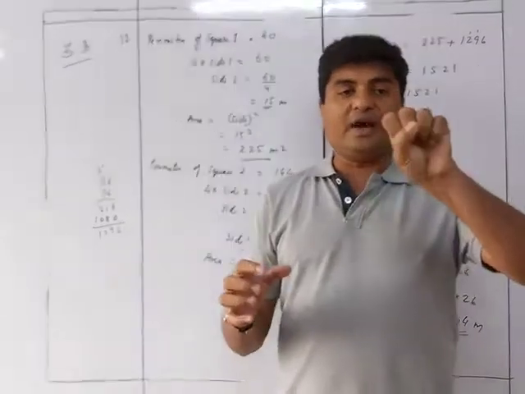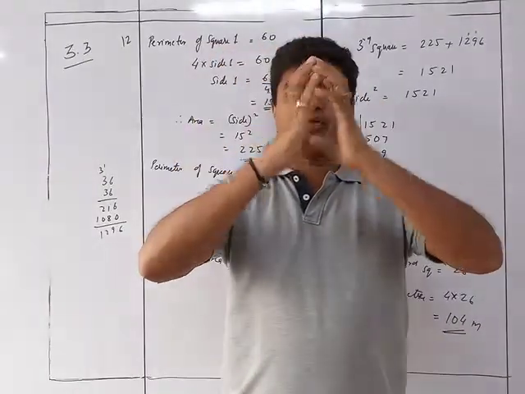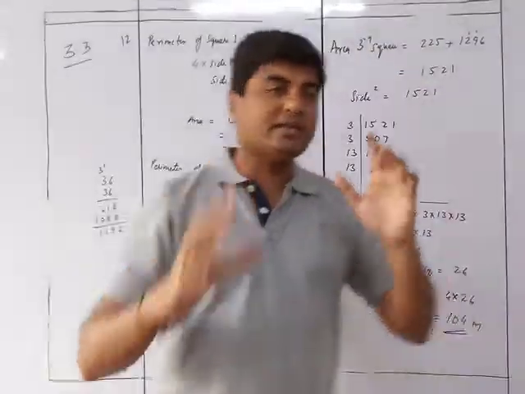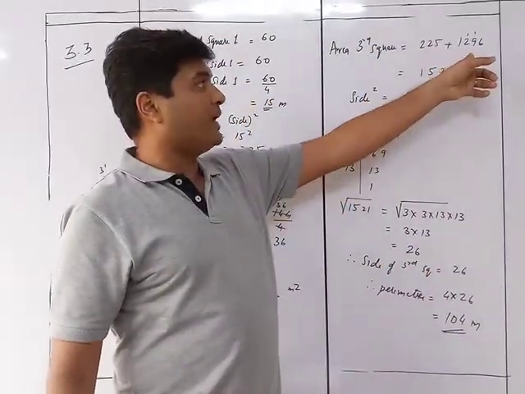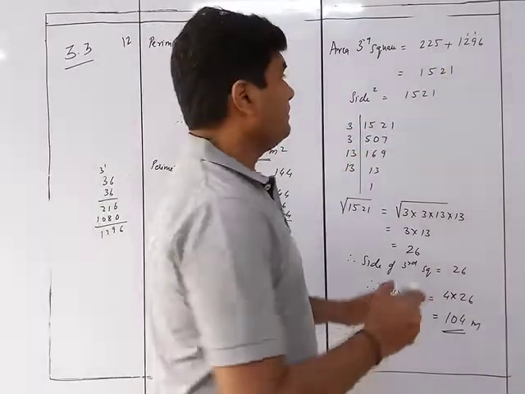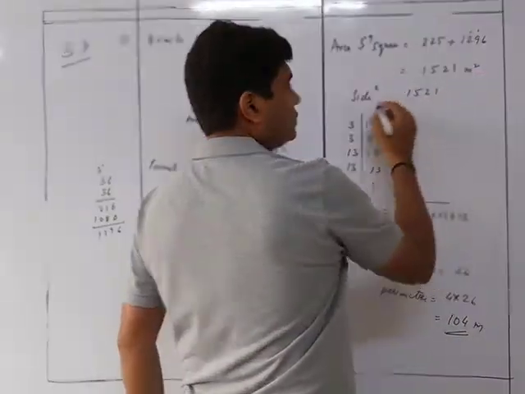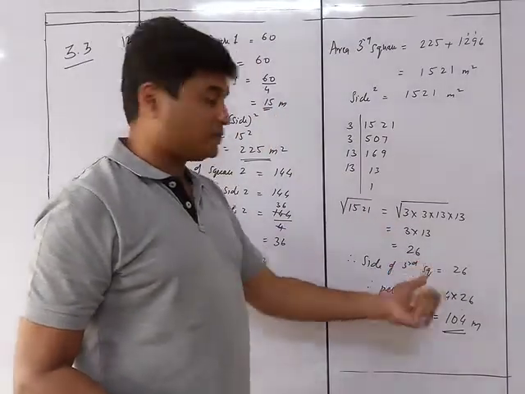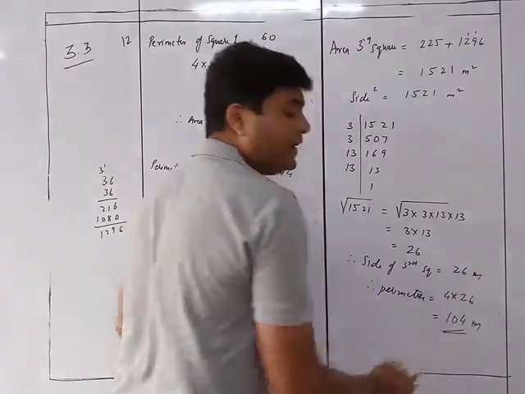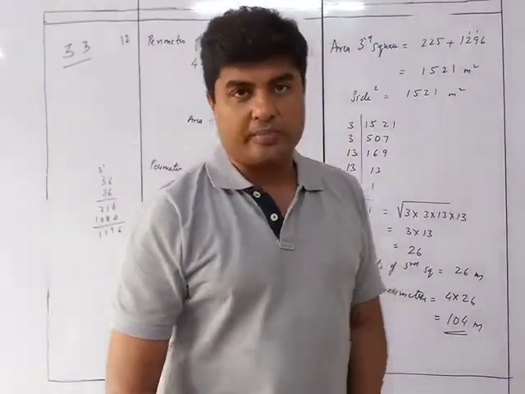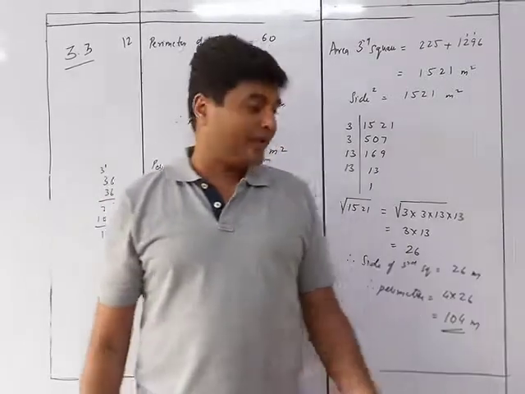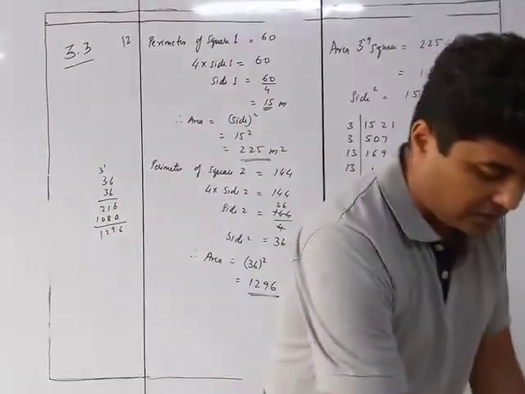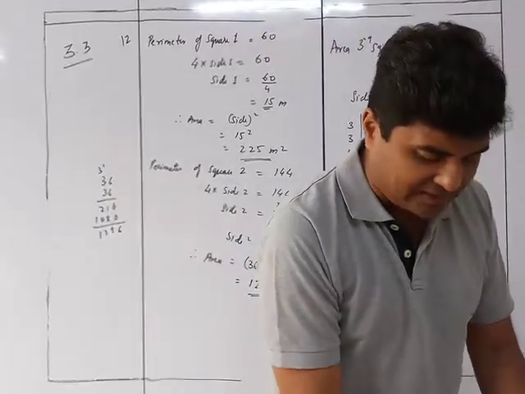Now the area of this square plus the area of this square gives the bigger square, whose perimeter we have to find. So what is the total area of the bigger square? That is 225 plus 1296. That gives me this much meter squared. You find out the square root of this as 26. So 26 meters is the side of the new square which is formed. So what will be the perimeter? 4 into 26, that will be 104. So hence you have this as the answer for 3.3 last sum.